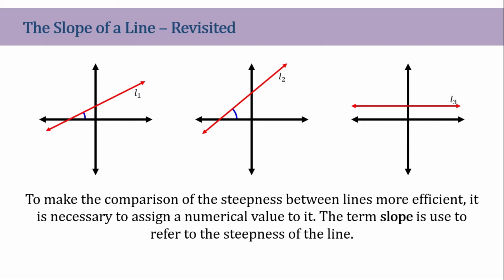To make a comparison of the steepness between lines more efficient, it is necessary to assign a numerical value to it. The term slope is used to refer to the steepness of the line. So that is the slope, the steepness of the line.